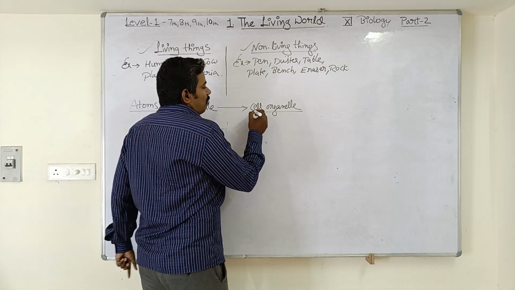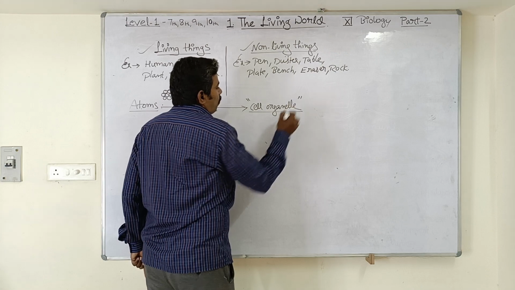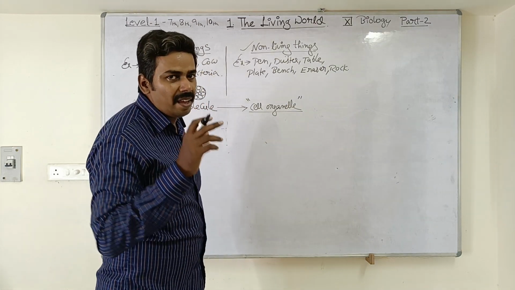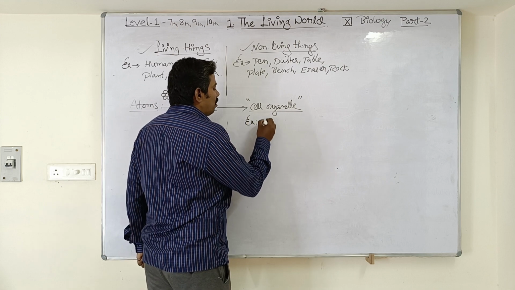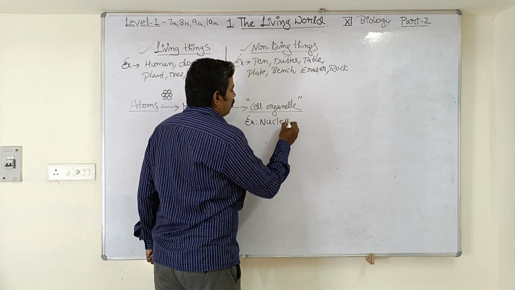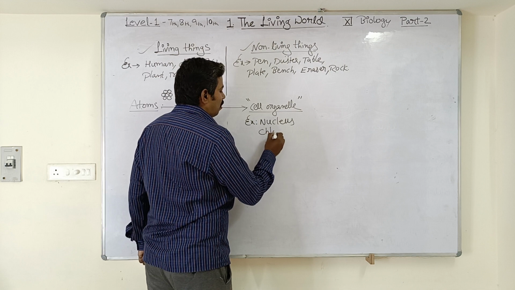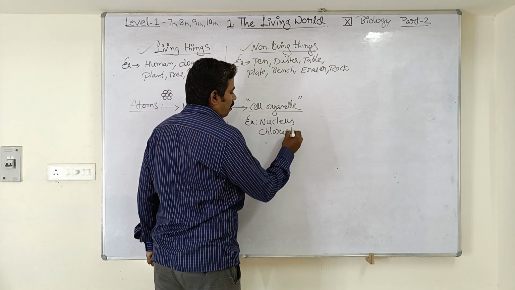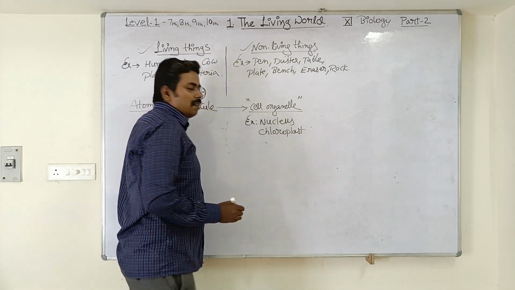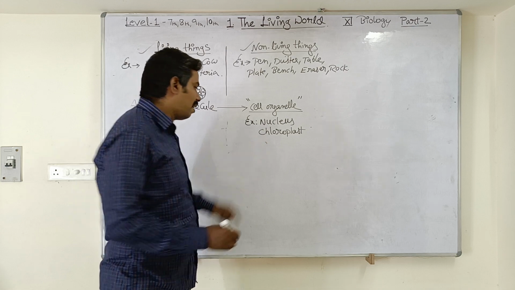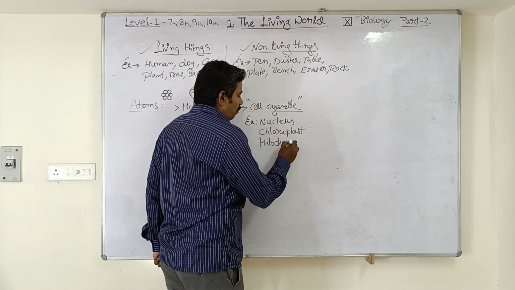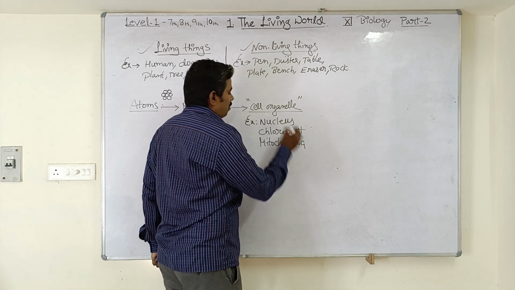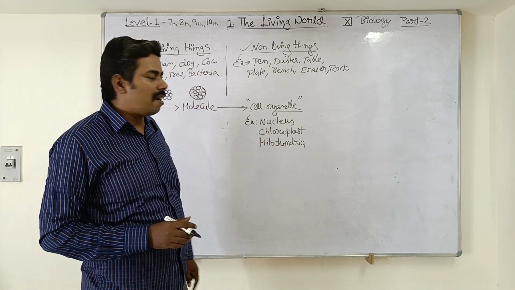So what is a cell organelle? It is one part which is found inside a living cell. Examples of cell organelles: nucleus, chloroplast. One more cell organelle, mitochondria. So these are the examples of cell organelles.